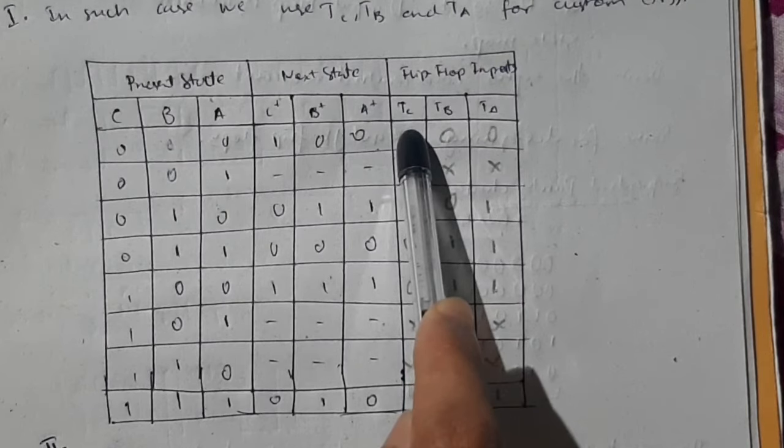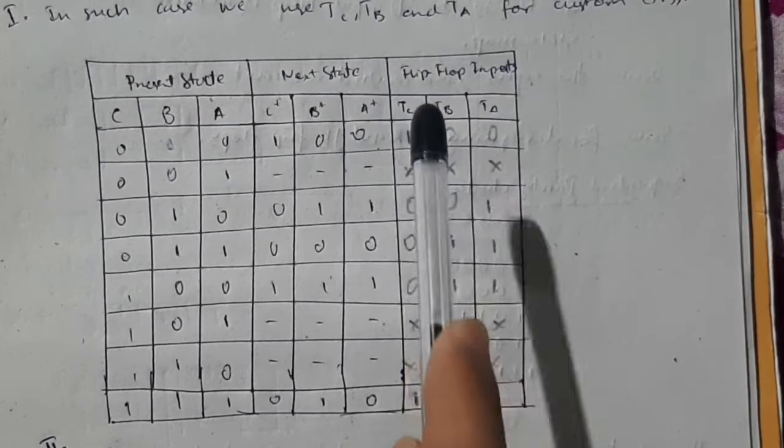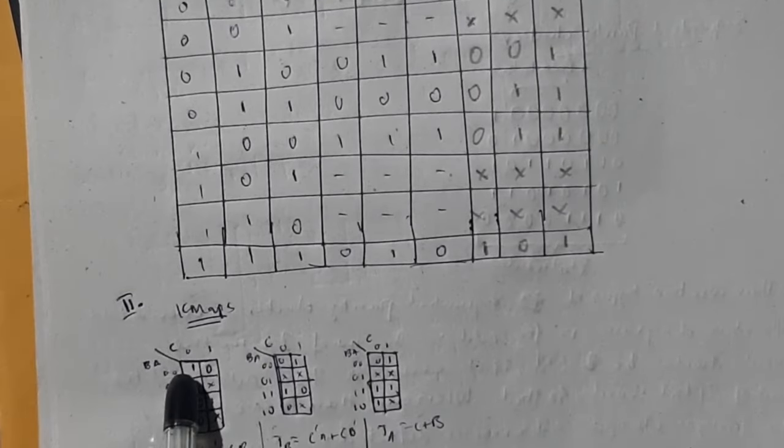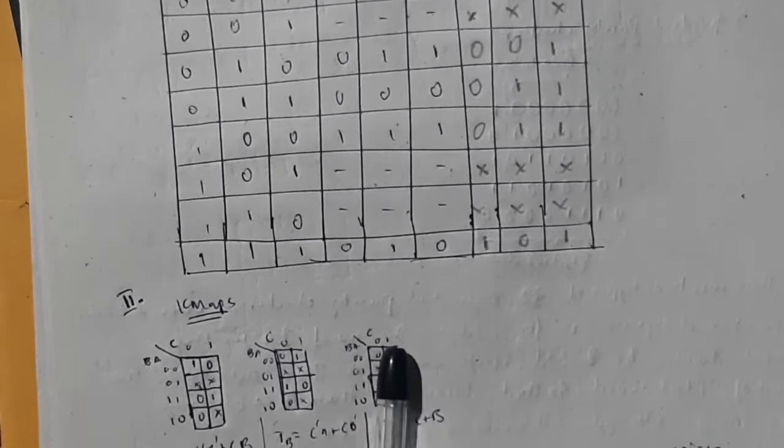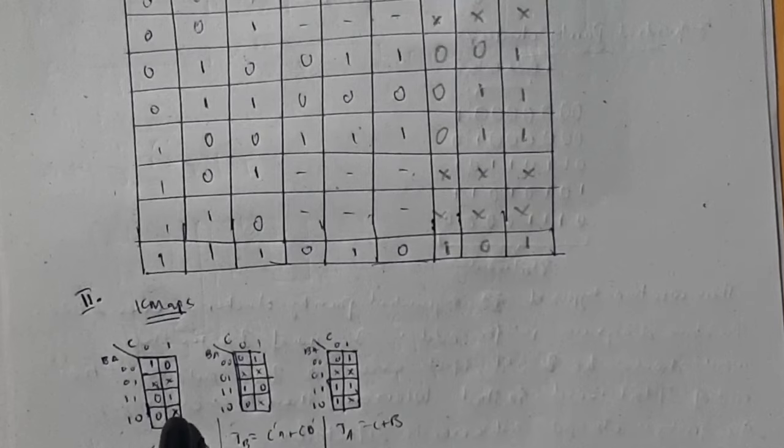We are considering the value of TC now. What is the value of TC? 1. So in the K-map, write 1 here. Like that, do the same for TC, TB, TA. For TB you will consider these values, for TA you will consider these values. If it is don't care, write X here.